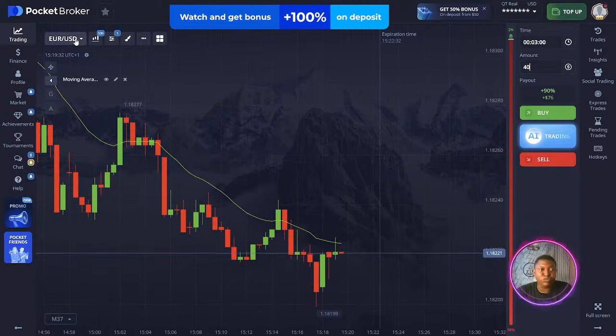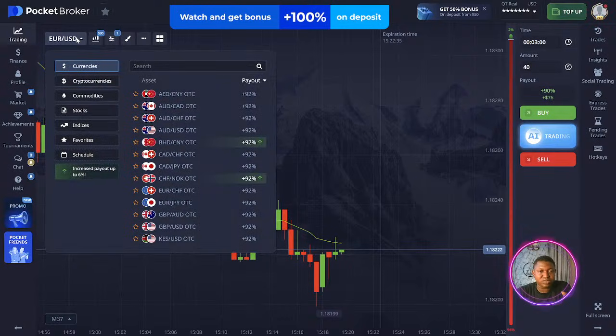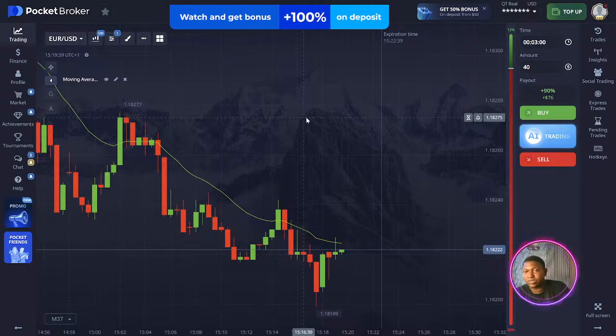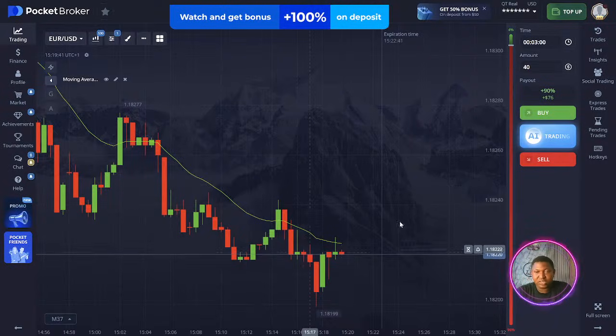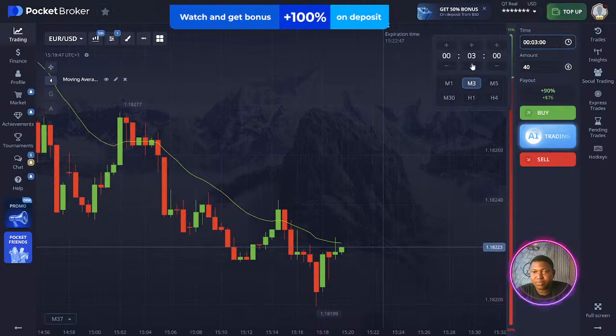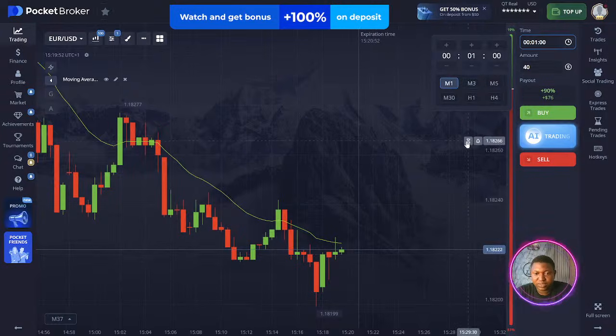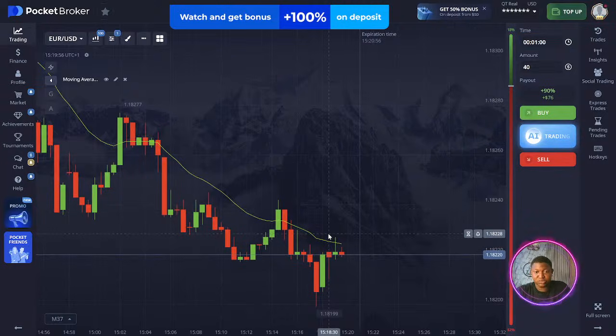And remember, we are trading EUR/USDT. You can see it from here. So let's double. Now that I've switched to 30 seconds, let's use a lesser time frame to trade. Let's do 1 minute.